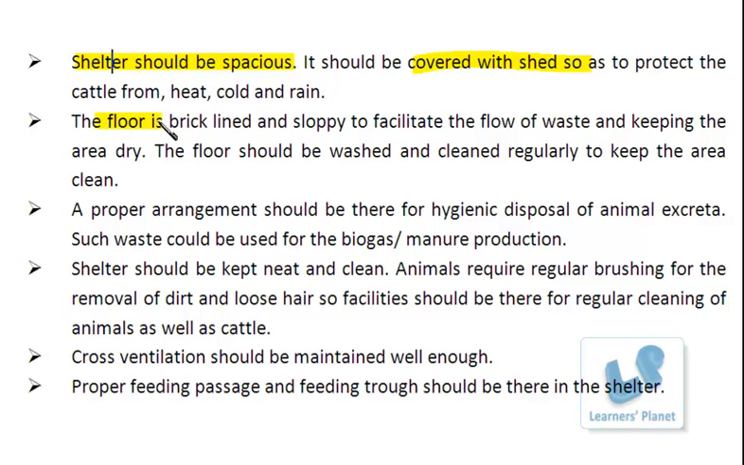Besides this, the floor should be brick lined. Brick lining should be there, and secondly it should be sloping. These two things are required so as to maintain cleanliness. You know how? Because if the structure is brick lined and sloping, the flow of waste would be proper. And if this waste is flowing away in a proper manner, the area is going to be dry properly, right?